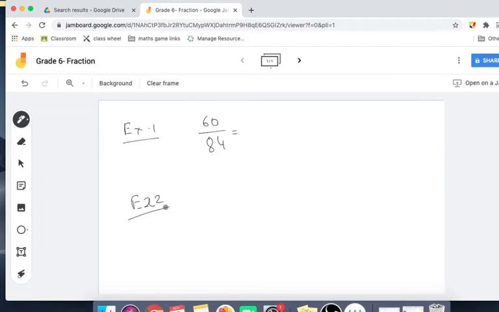Example 2 is 70 divided by 84. Example 3 is 40 divided by 64. So let's try example number 1. Solve this question. I am giving you 30 to 40 seconds to solve example 1.